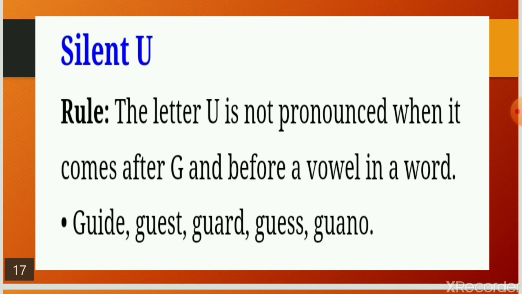Now we're going to move to the silent U. The letter U is not pronounced when it comes after G and before a vowel in a word. See here: GUI, GUE, GUA. These are certain combinations. Before U there is a G and after U there is a vowel, like I.